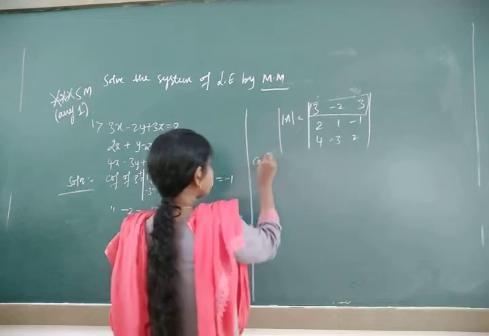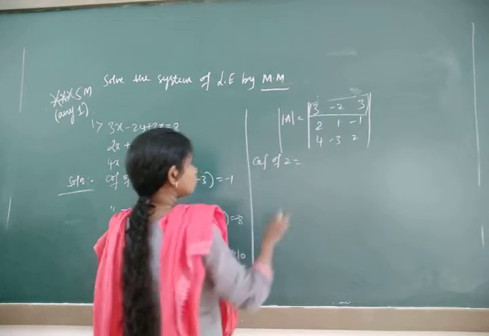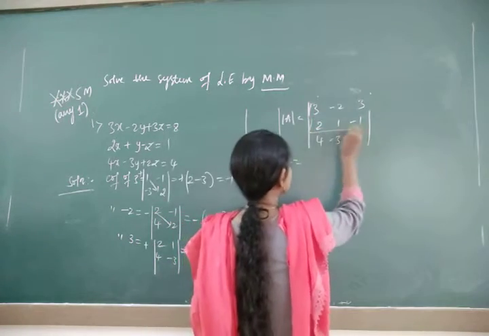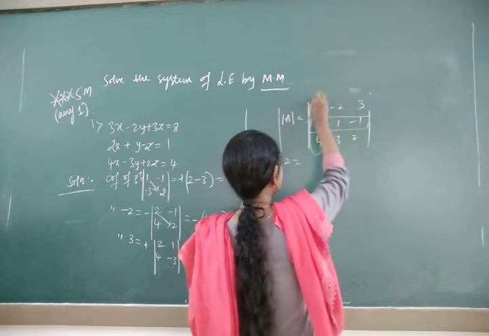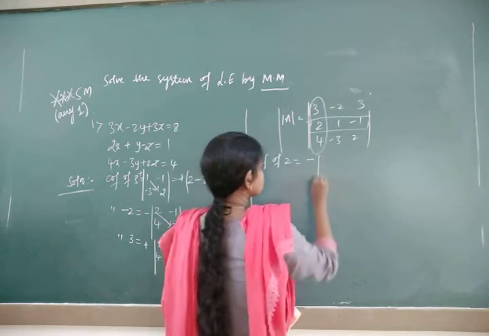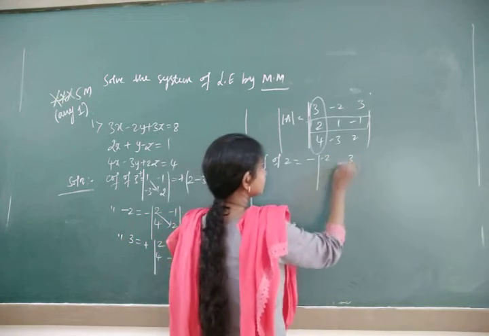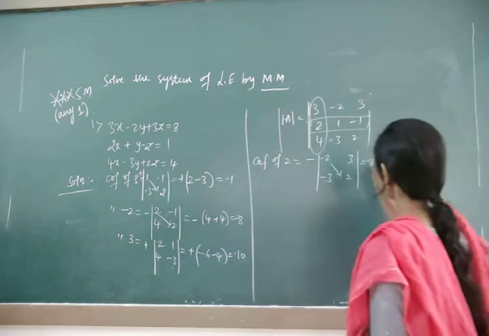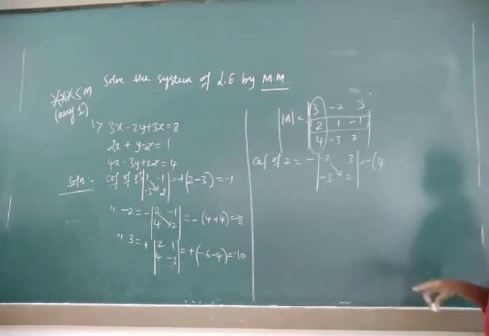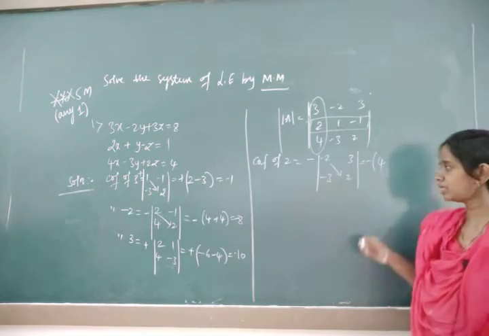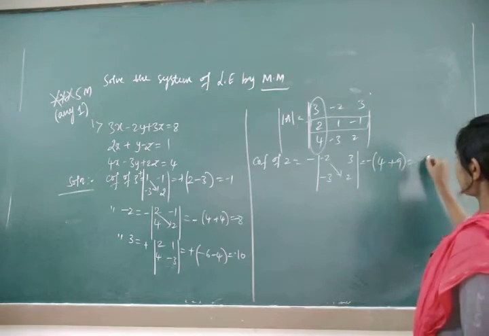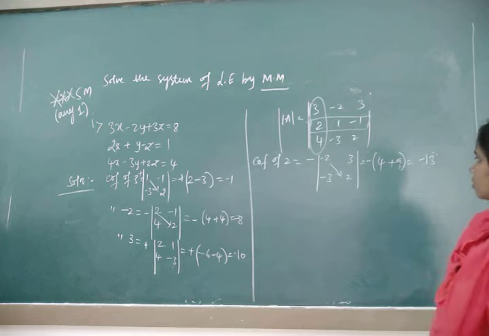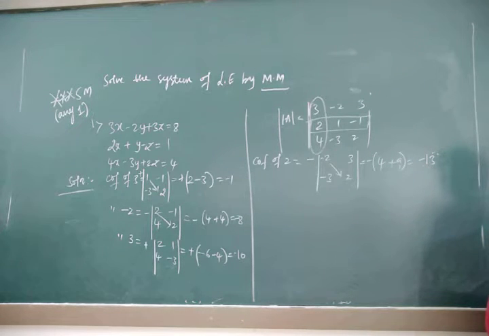Next we will take the cofactor of 2. Where 2 is present, in the second row, delete the second row and one by one the column will be deleted. The sign will be minus. So what remains? Minus, 2 3, 3 2. On expansion you are going to get minus of 2 2s are 4, it's a minus into minus, plus, because while moving to the secondary diagonal it is always minus. So plus 9, which is equal to 4 plus 9, it's 13. So the final answer will be minus 13.